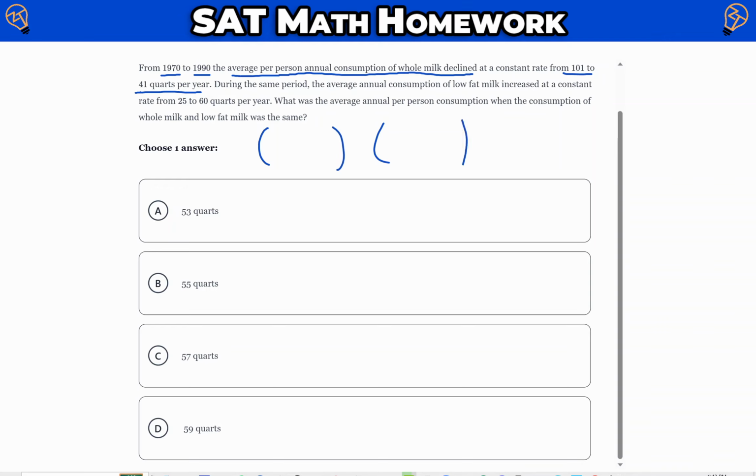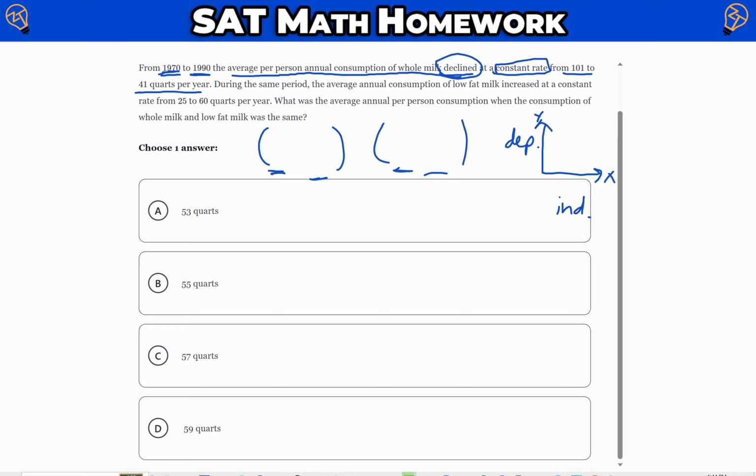And the reason we know it's going to be linear is because of this constant rate phrase there. Whether it's declining, which means it's going to have a negative slope, or increasing, which would be a positive slope, still it's going to be slope-intercept form. So how do you know whether the 1970 and 1990 go in the x spot or in the y spot? Well, when you're looking at any graph, you have x as the independent axis and y as the dependent axis.